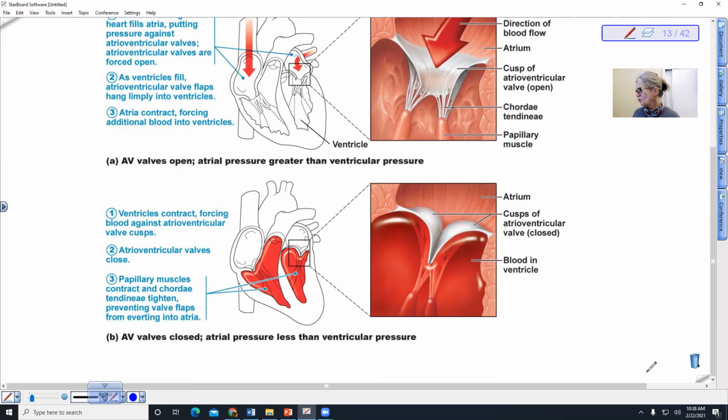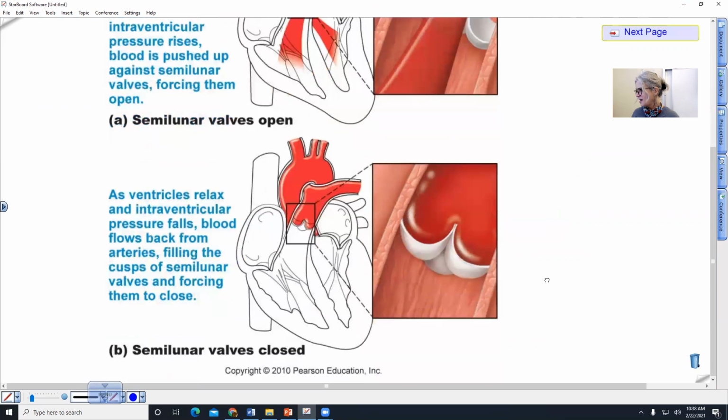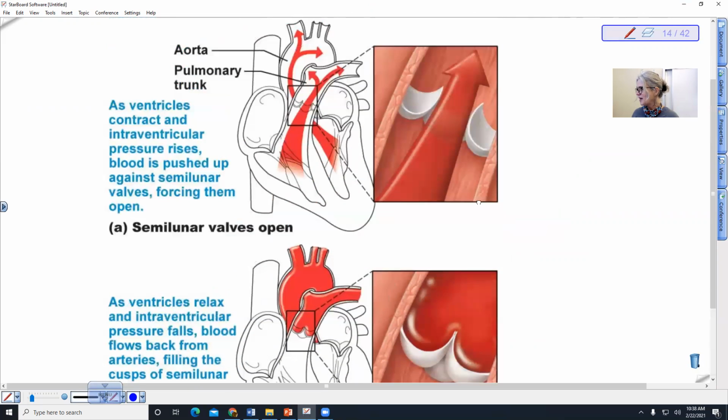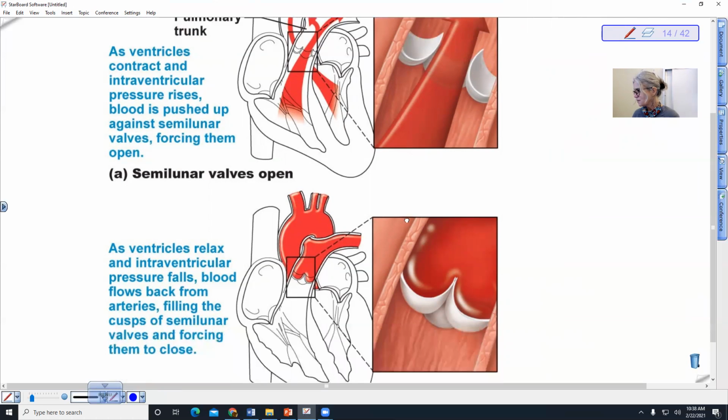If we look at the semilunar valves, they are interesting because they open when the ventricles contract and they force blood up and out. And then as soon as the ventricles relax, that blood comes a little bit back down, and it is that flow of blood, it gets caught in these cusps right here, the cusps of the semilunar, and that is actually what physically closes the valve. And so it's a very interesting mechanism for allowing the one-way flow of blood through the heart.